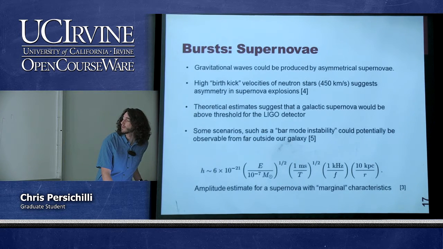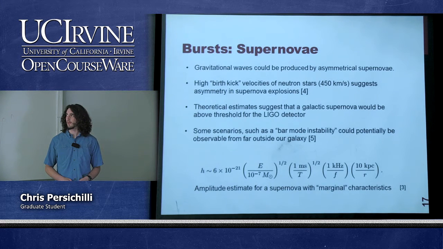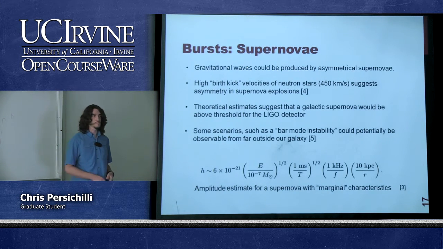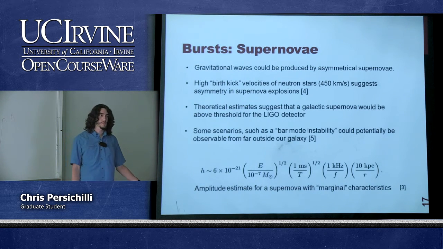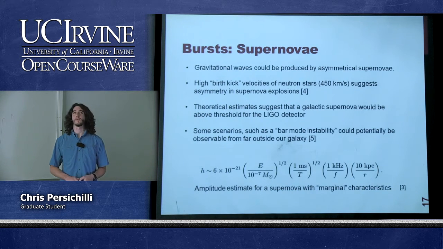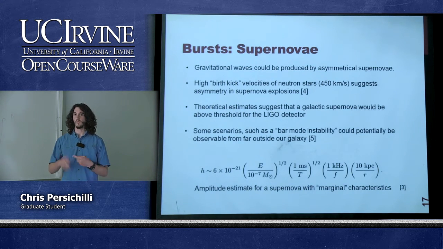Okay, so let's try to move on. Another way to produce gravitational waves astronomically is through so-called burst events. These are brief moments of high amplitude gravitational wave generation that we don't have as good a model for an actual waveform, unlike the co-rotating neutron stars and black holes.